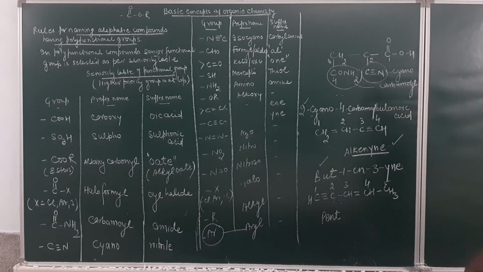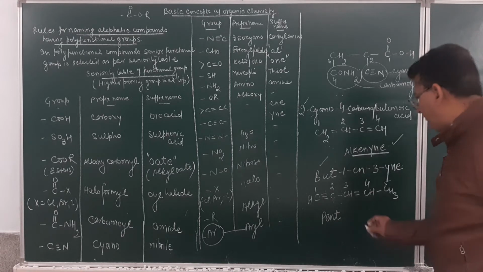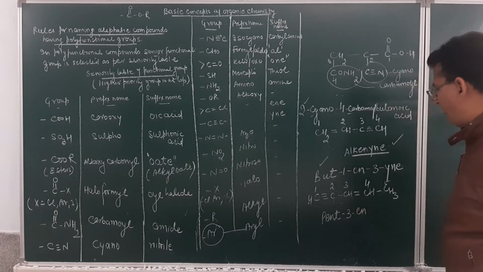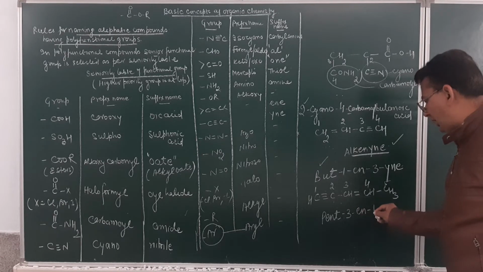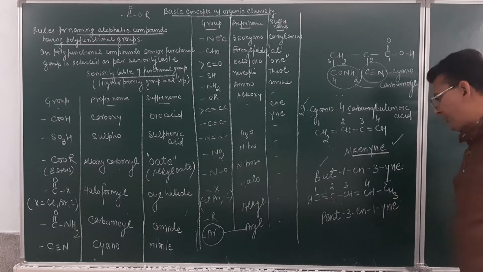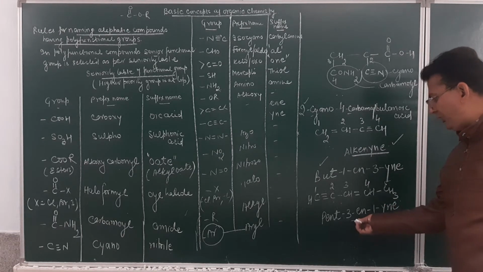For 5 carbon atoms, the root word will be pent. At number 3, what is present? Ene. And at number 1, what is present? Yne. So the name of this compound will be given as pent-3-ene-1-yne. Am I clear, students? So there shall not be any confusion.